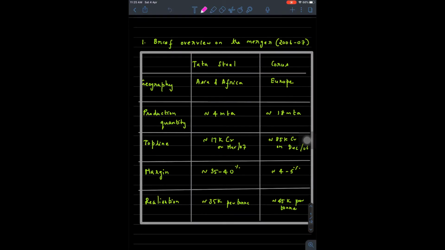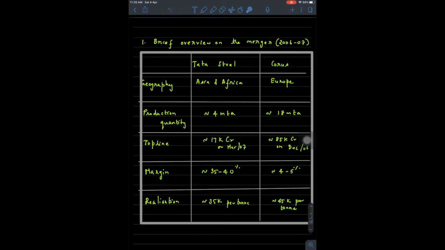This page gives a bird's eye view on the two companies as the way they were around at the time of acquisition, which happened back in 2007. First things first, both companies were basically steel manufacturing firms. Tata's focus was specifically in Asia and Africa, while Corus was focusing in Europe. From a manufacturing capability point of view, Corus was a much more massive company, manufacturing around 18 million tons of steel per annum compared to Tata's 4 million tons per annum.